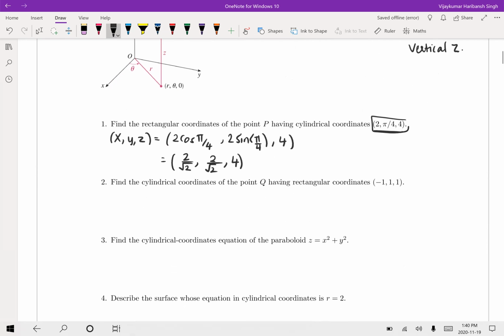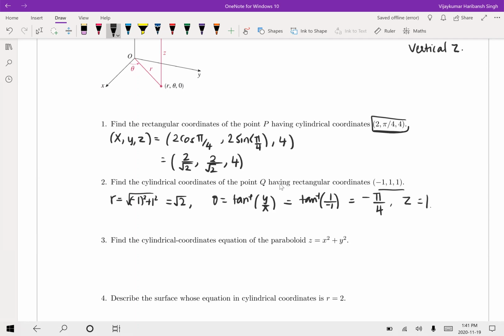Now let's see what the cylindrical coordinates of this point are. In this case, r equals the square root of x squared plus y squared, so the square root of minus 1 squared plus 1 squared, which is square root of 2. Theta is tan inverse of y over x, which is tan inverse of 1 over minus 1. Tan inverse of 1 is pi by 4, so this is going to be minus pi by 4. And z is 1.